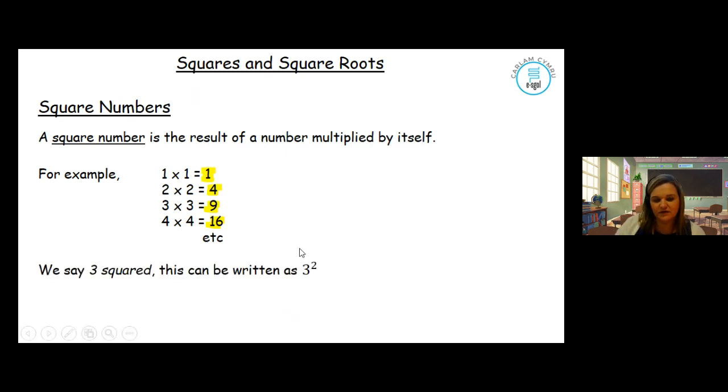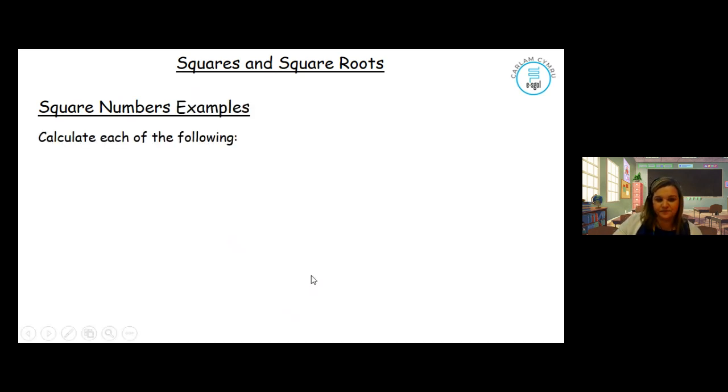When we read them, we say 3 squared, 4 squared, 5 squared, and so on. But when we write them, we use this little power, and that power is a 2. Okay, so we have whatever number we're looking at to the power of 2, but we read it as 3 squared. So let's get going with some examples.